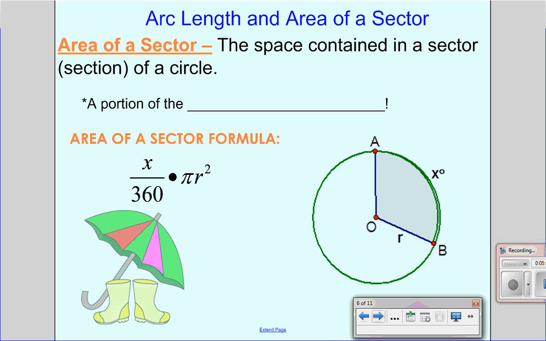The next part of this unit is going to be the area of a sector. The area of a sector is the space contained in a sector, known as a section, of a circle. So this is actually the portion of your area.